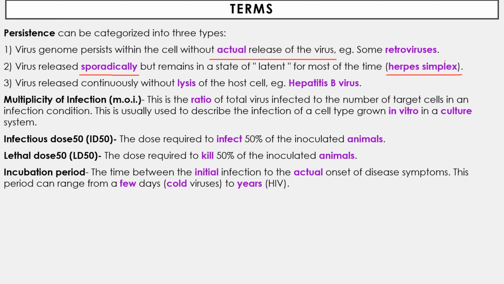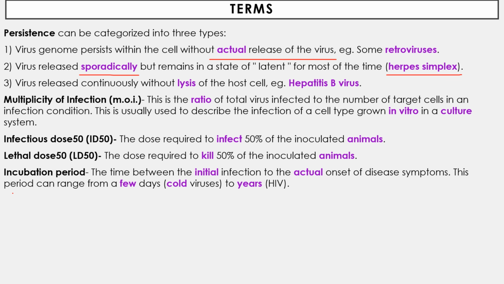So we have your infectious dose 50 or ID50. This is the dose required to infect 50% of inoculated animals. Lethal dose 50, the dose required to kill 50% of the inoculated animal. Then incubation period, this is the time between the initial infection to the actual onset of disease symptoms. This could range from a few days to years.